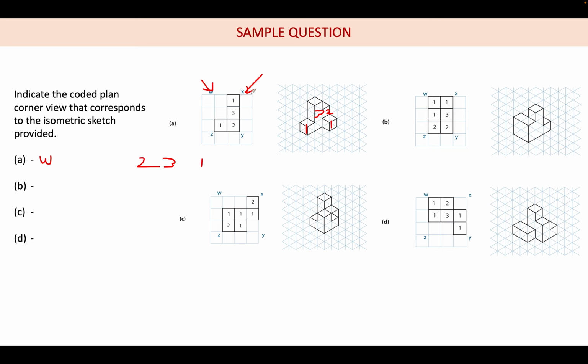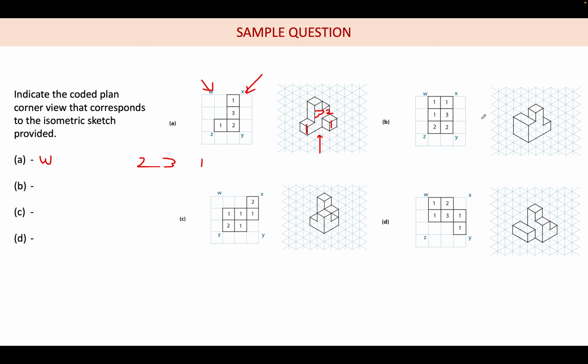So did anybody have any doubt in this? Why X is not the answer, why W is the answer? Did you get it? Because if you view from here, first you are seeing a 1, then you are seeing a 3, and then you are seeing a 2 in the extreme corner, and again next to it you are seeing a 1. If you are viewing like this, W is the correct one.